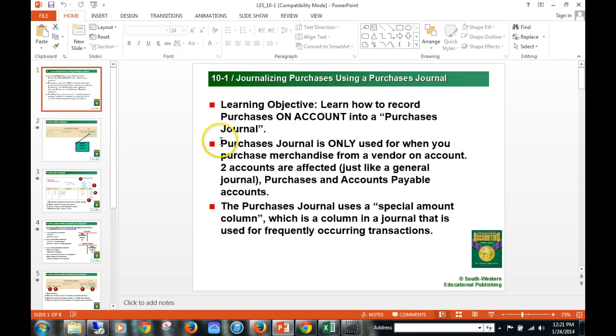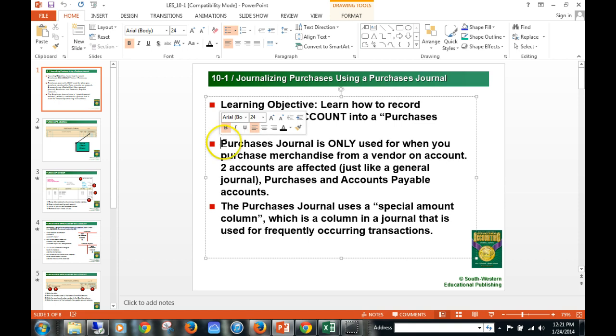The purchases journal is what we would use for that, and it says the purchases journal is only used when we purchase merchandise from a vendor on account. There are two accounts that are affected. Just like the general journal, you're going to have the purchases account, which is debited and carries a normal debit balance, and you're also going to have the accounts payable account, the company whomever you bought your merchandise from.